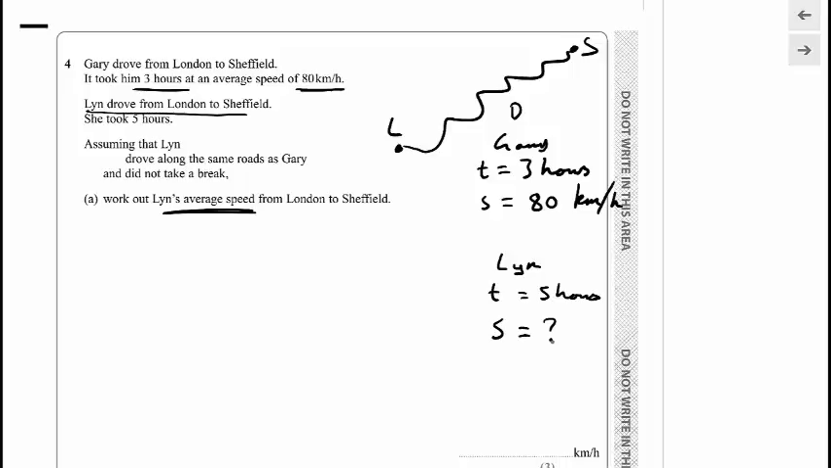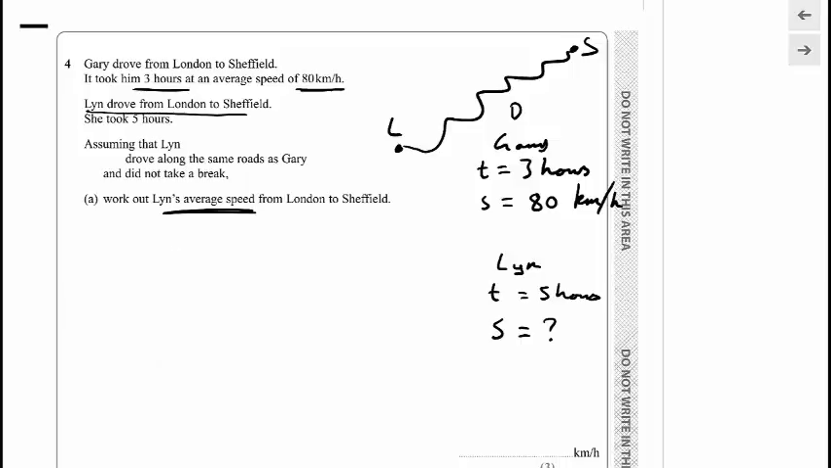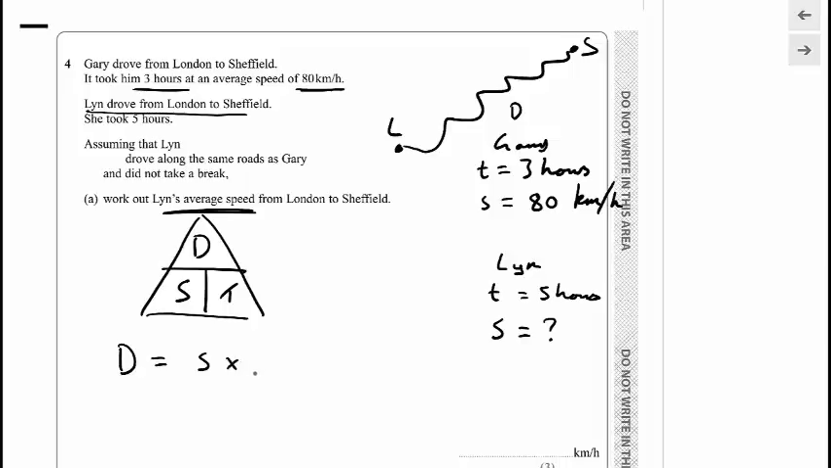Well, in order to do this, we've been given time, we've been given speed. We want to find out the distance because these three things come in threes. So I know that if I form this triangle, distance, speed and time, distance is equal to speed times time. So maybe if I change this to lowercase t. Distance is equal to speed times time.